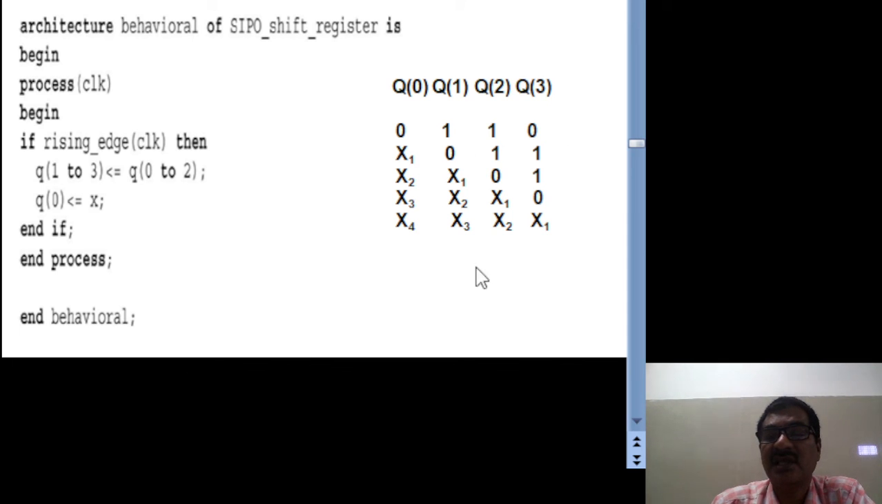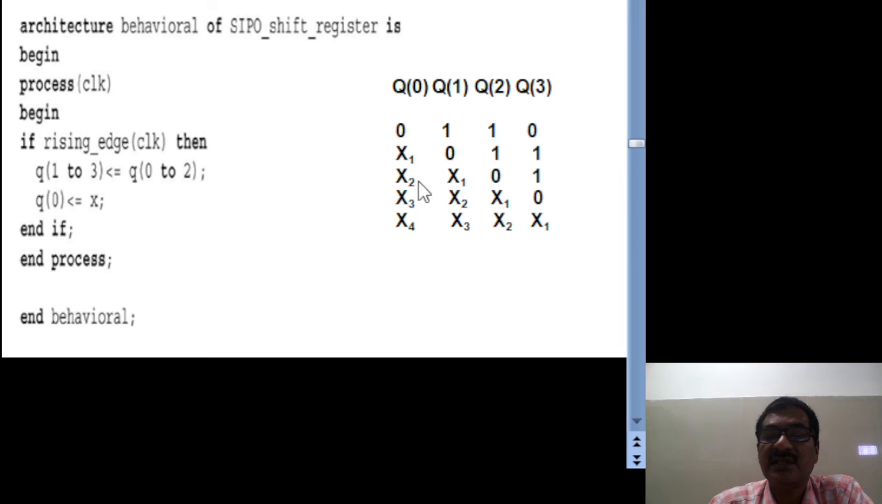Therefore from this table we can observe that for every clock pulse q of 1 to 3 is equal to q of 0 to 2, whereas q of 0 is filled with the new x bit, always for every clock pulse. See here x1, here x2, here x3, here x4; like that for every clock pulse the new x value will be loaded into the q of 0 location, whereas q of 1 to 3 is equal to q of 0 to 2. Like that we can show the right shifting operation.